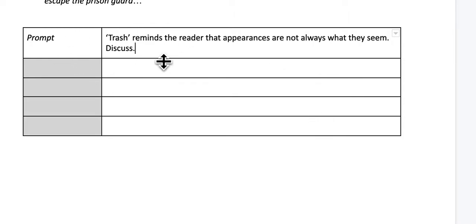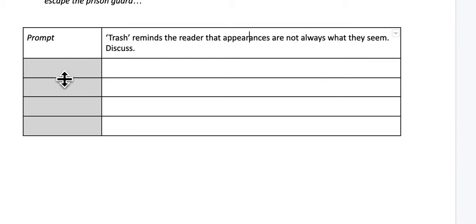So that's your prompt, which means that you need to build some kind of mini argument around this, supported by evidence from the text, okay? So you need to find examples of where in Trash appearances aren't always what they seem, okay? So you might choose the example of Rat, for instance, who people take pity on because he's small and he lives with the rats and in a sewer. But he's sneakily been taking money from the mission school and has had a sort of big plan to get out of Behala all along. That might be one of your examples.